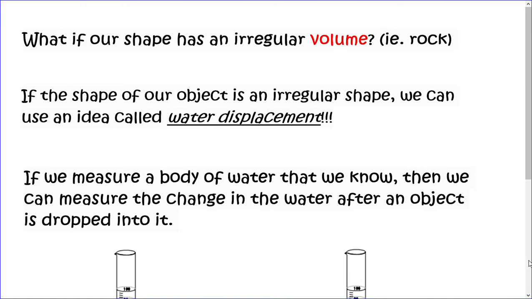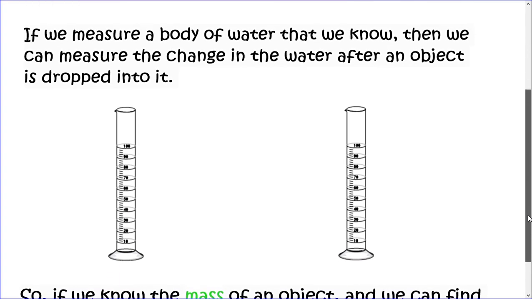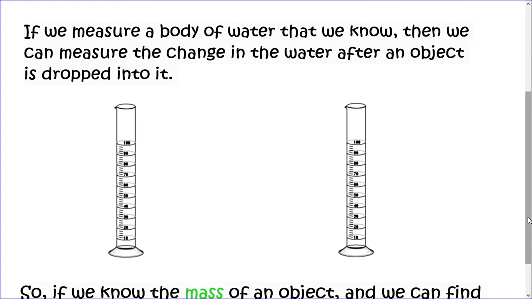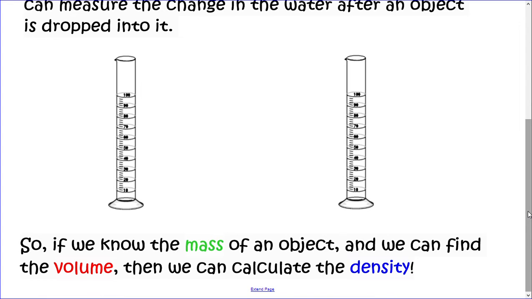And so all we have to do to calculate for irregular shapes is we basically just need to know the measurement before the change and then the measurement after the object's been dropped into it. So really this one's a lot easier because it's just a subtraction. So if we know the mass of an object, we can find the volume, and then we can use those numbers to calculate the density.